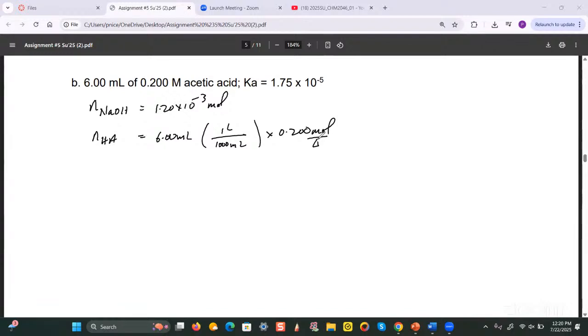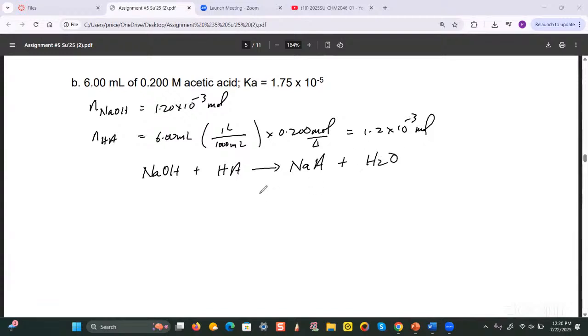6 divided by 1,000 times 0.2. So I got here 1.2 times 10 to the -3 moles, all right? So again, I'm going to write down the equation for the reaction between sodium hydroxide and acetic acid, just like we did before with benzoic acid. The products will be sodium acetate plus H2O.